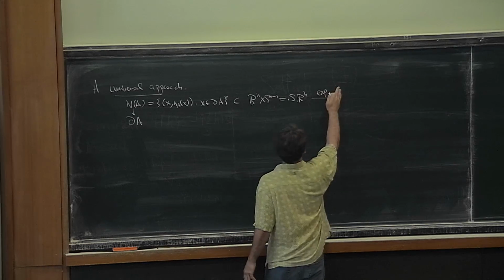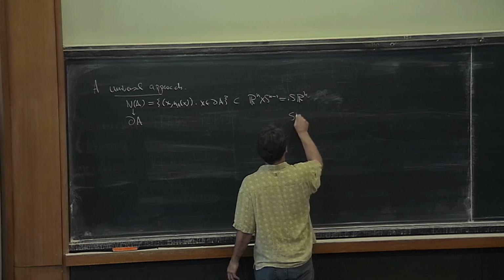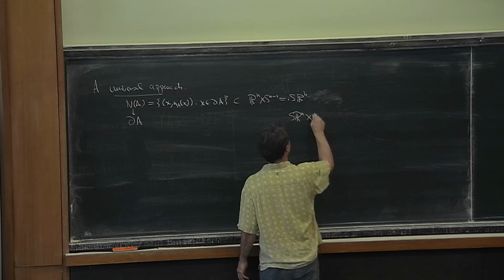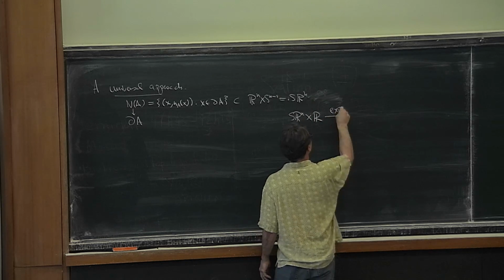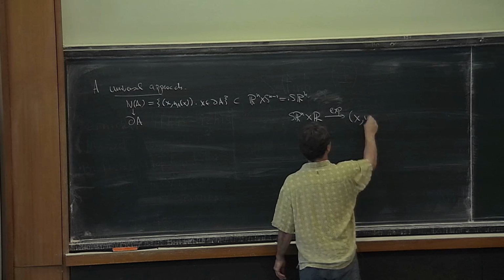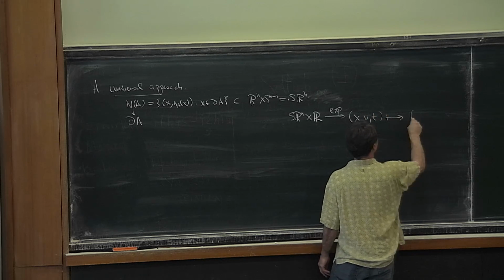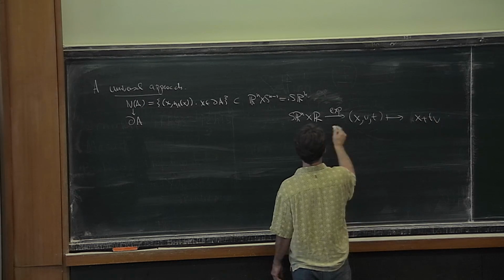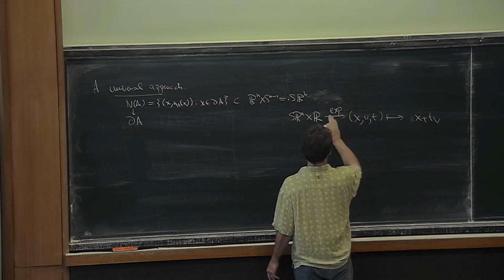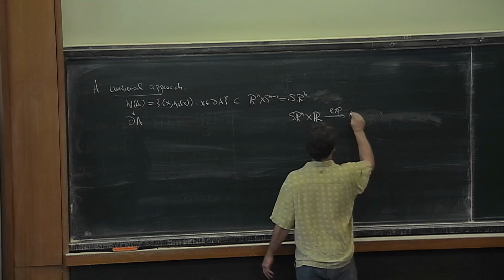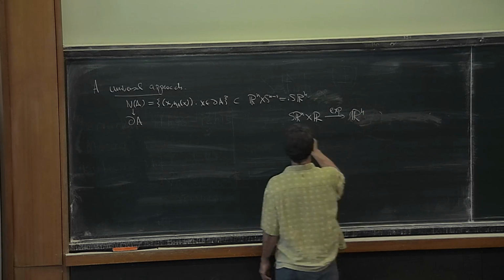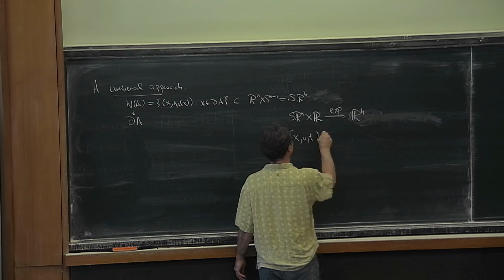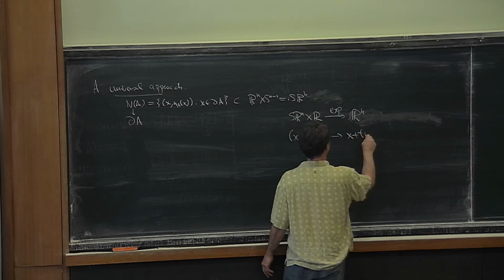So, in fact, maybe I want to take SRn cross R again. Here's the map: x, v, and t goes over to x plus tv. So x now maps, mixing apples and oranges here, to Rn. So x, v, and t goes like that.